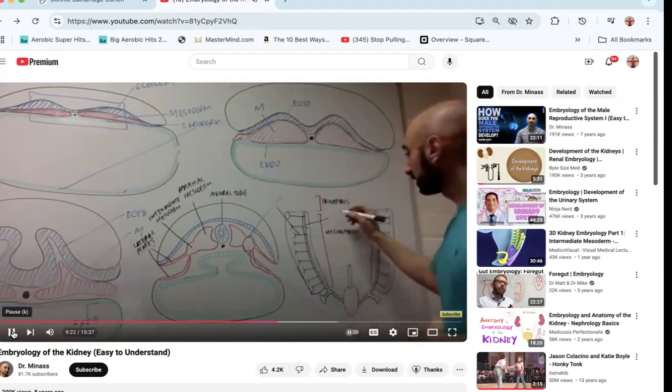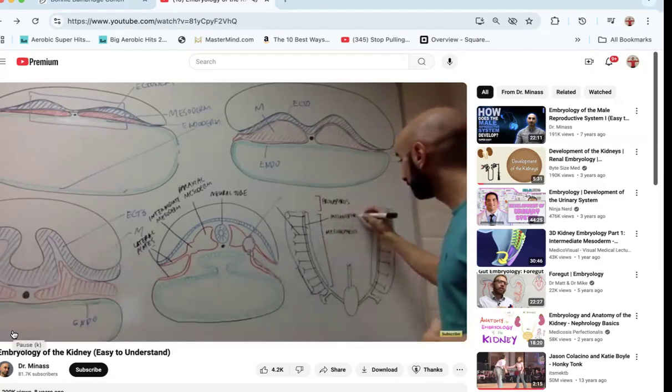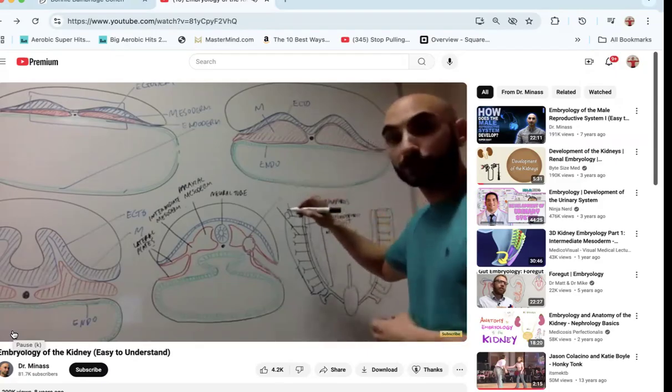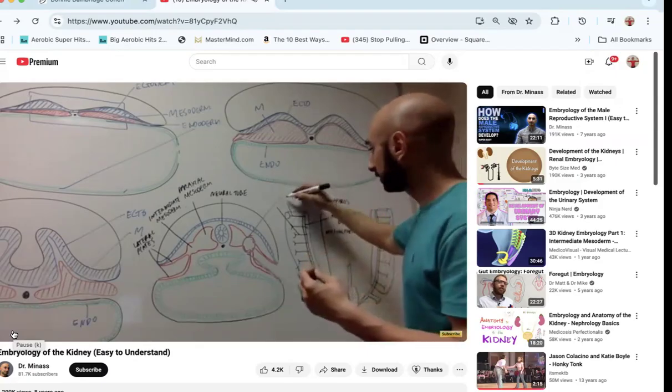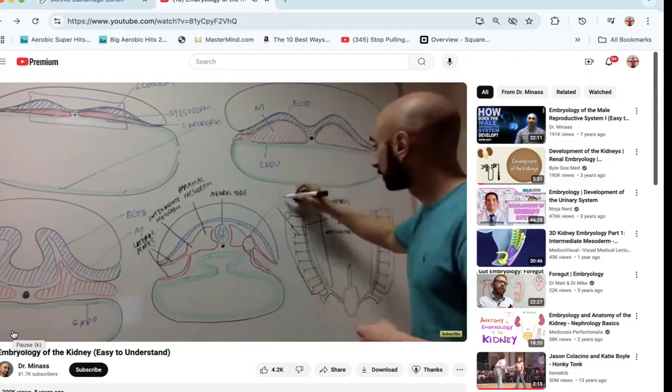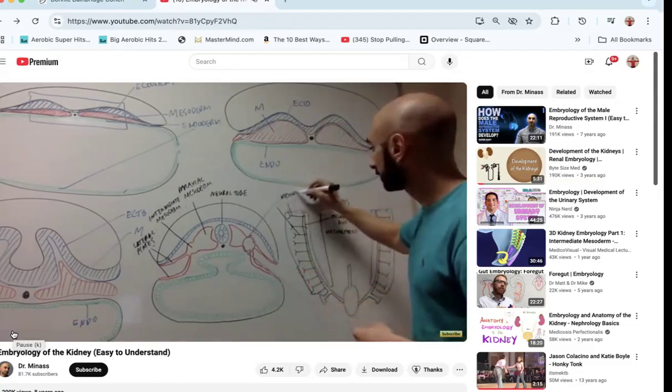A duct system called the mesonephric duct. The other name is Wolffian duct. And it also has tubules. So, mesonephric tubule.